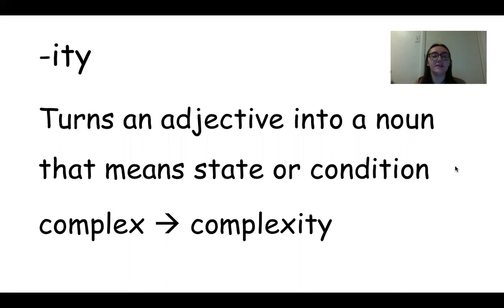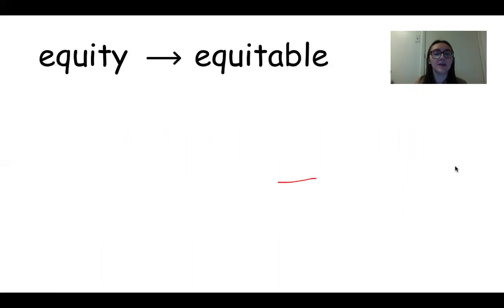So instead of saying, I hate complex things, you can say, I hate complexity. I hate things that are too complicated, right? So instead of saying that, you can just say complexity. I hate complexity, and people know what you're talking about.